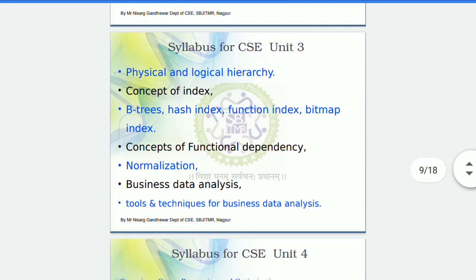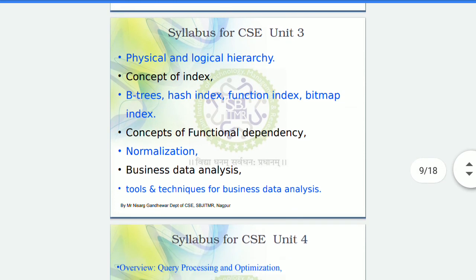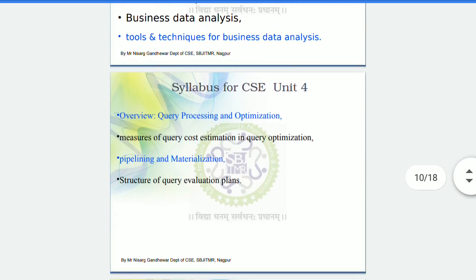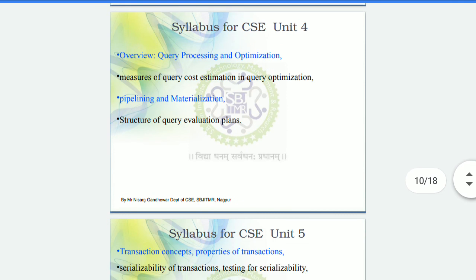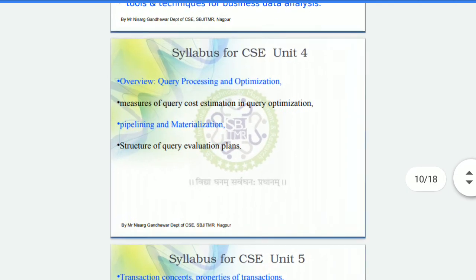Then normalization is there. Normalization means what? It's a technique of organizing data in appropriate form. We'll learn this in detail. Here I am just giving you a brief overview of what we are going to learn in this database management system. Then unit number 4 is there. Unit number 4 is based on query processing and optimization.